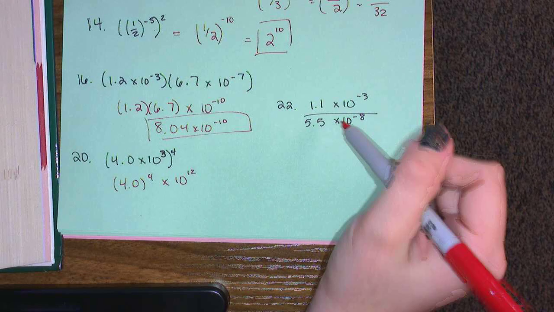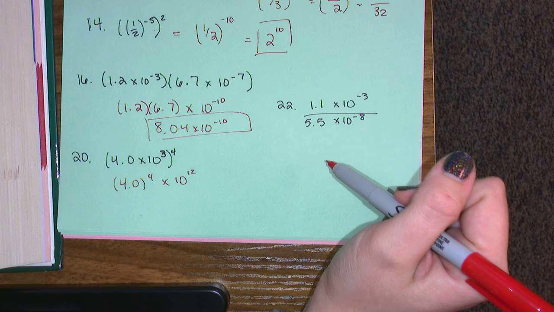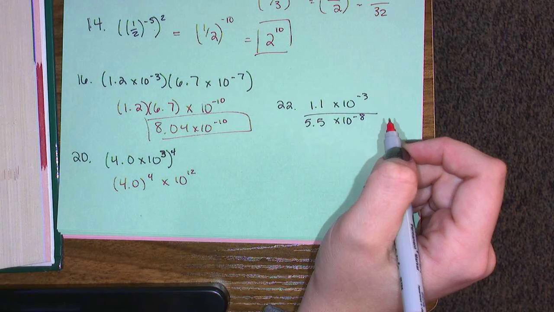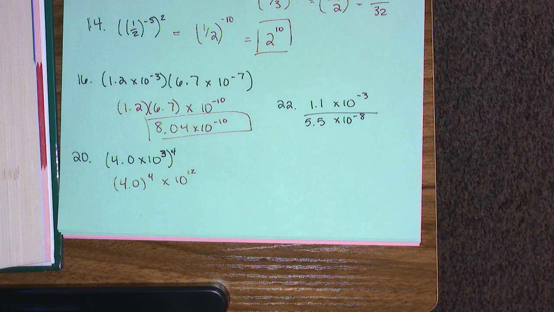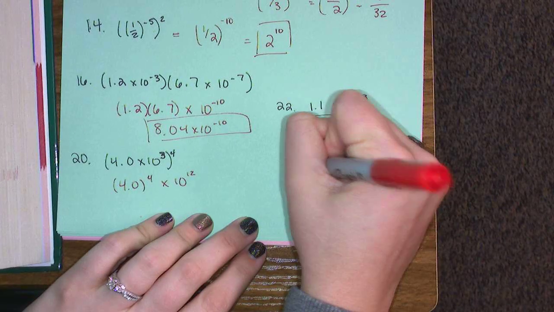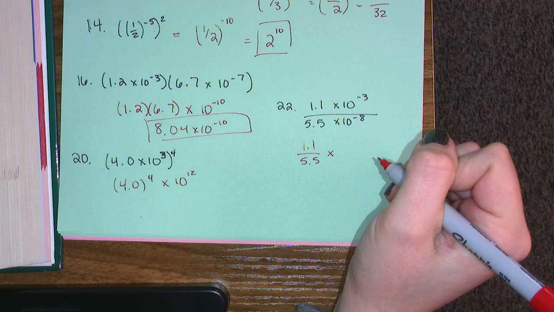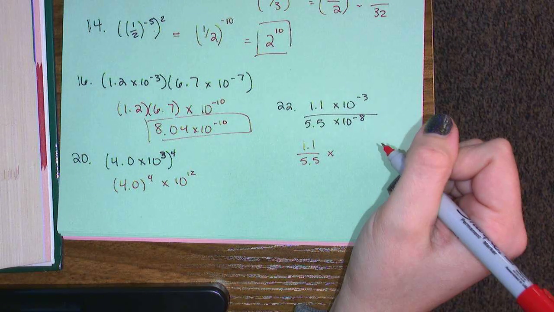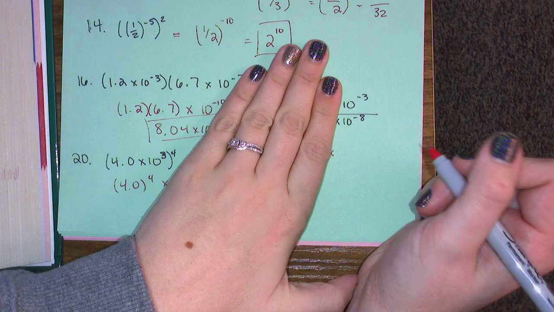So 1.1 and 5.5, pretty sure that's just 1/5. Yeah, maybe. But let's just say it wasn't something even. You can just leave it like this if you want, because I'm more worried about the exponents with these problems. So how would I take care of these exponents here? Like, ignore this part. If I just gave you 10 to the negative 3 over 10 to the negative 8, what do I have?